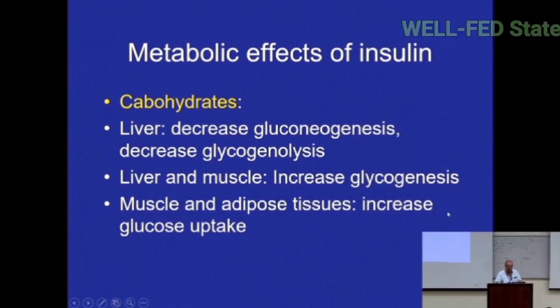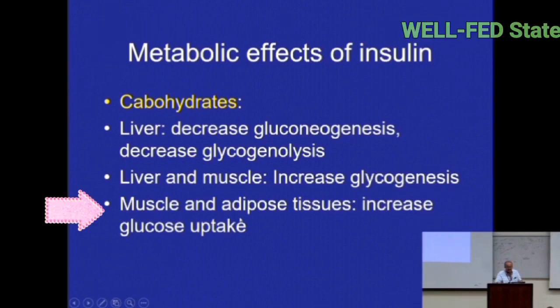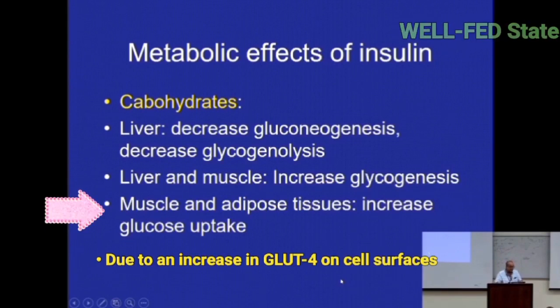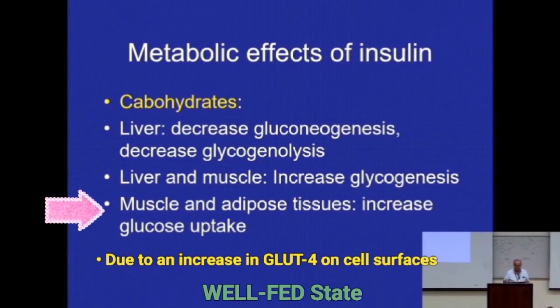The tissue-specific effect of insulin is this last one. This should be really highlighted, very important. Insulin stimulates glucose uptake in these specific tissues, muscle and adipose tissue, by increasing the number of GLUT4 transporters on the cell surface, in the cell membrane. So more transporters, more glucose taken up into the cell.